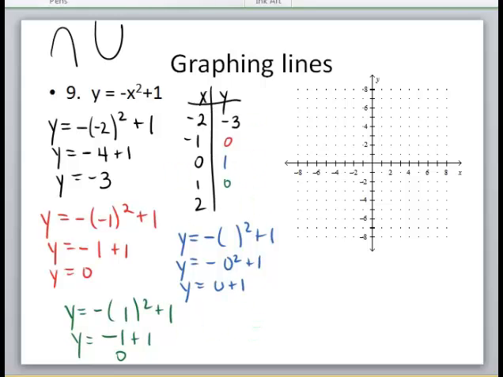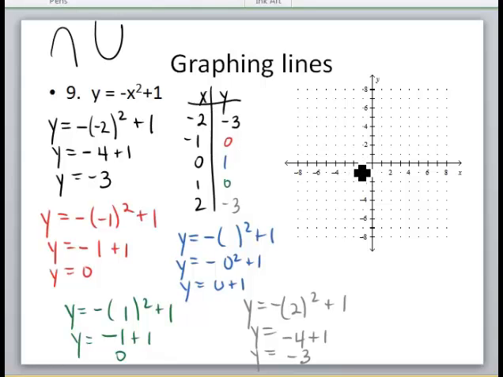And the last one here, I've got y equals negative parentheses squared plus 1. Inside the parentheses, I'll put 2. Y equals 2 squared, which is 4. Bring down my negative. Negative 4 plus 1 is negative 3. So now I have 5 ordered pairs, and I'll graph each one of those.